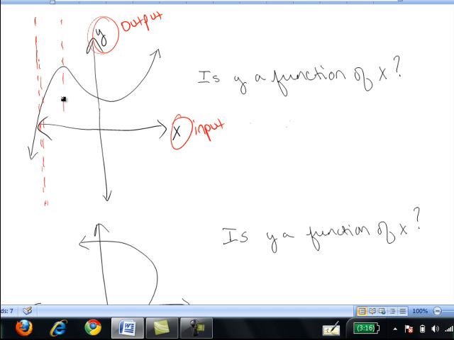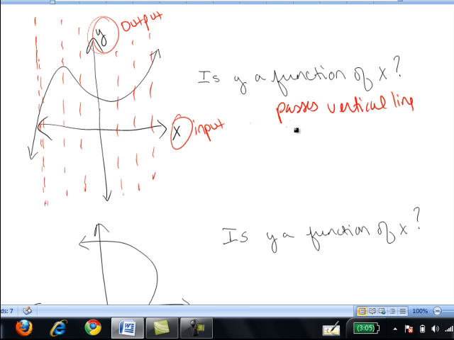So if you imagine a vertical line moving across this graph, it would only hit the graph at one point at a time. So here clearly it passes the vertical line test. So y is a function of x.